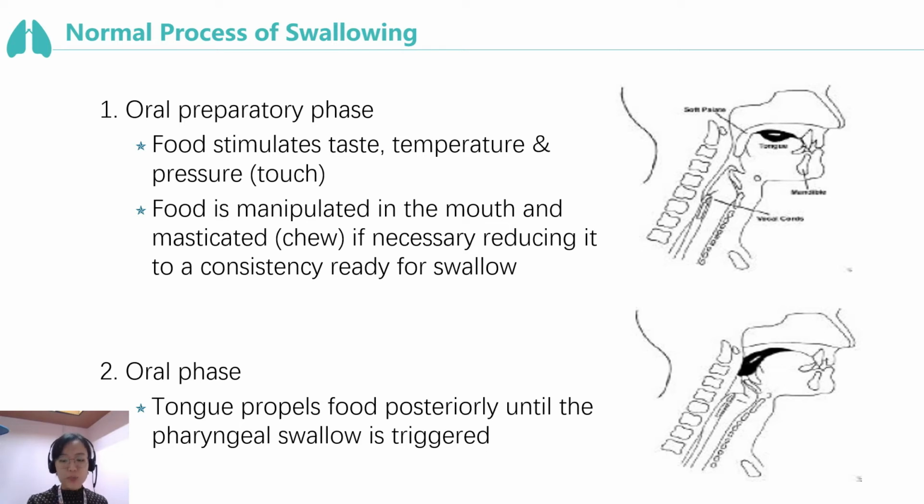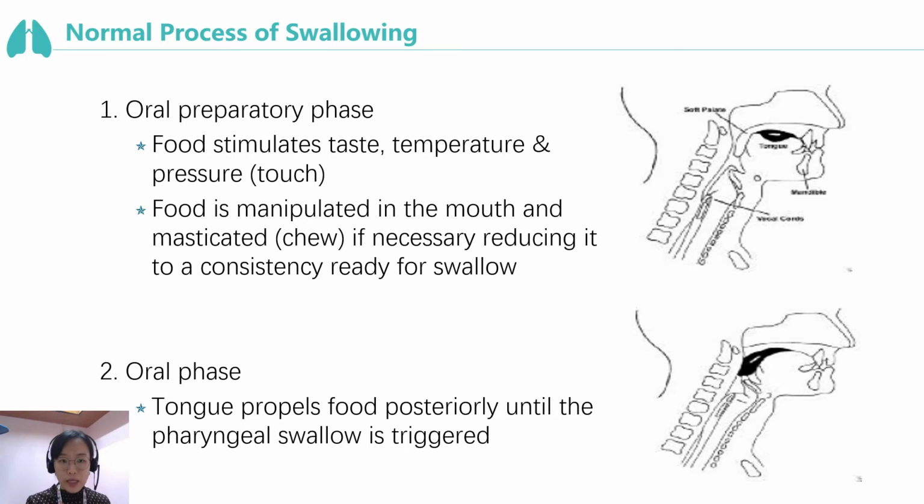Immediately you put a spoonful of nasi lemak into your mouth. Both of your lips will start to close, and your jaw will start to chew the food. The food in your mouth is mixed with saliva, and your tongue will manipulate the food to form it into a bolus. Then the bolus is propelled posteriorly towards the back of the throat.